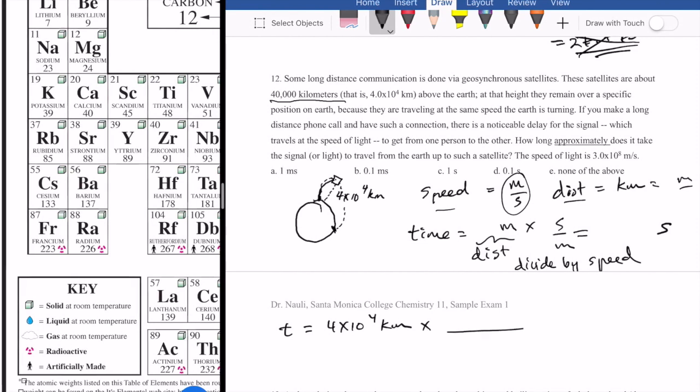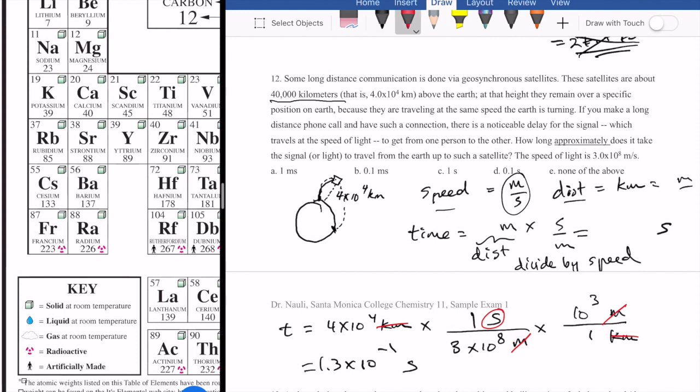So in this case, the speed is 3 times 10 to the 8 meter per second. So every 1 second goes by that distance. Now again, we're not going to be able to cancel these units out, except if we could do a quick conversion here. So meter and kilometer conversion, 1,000. So when you do that, then you can see that this cancels, that cancels. So your final unit is just seconds, which is exactly what you're looking for. You get 1.3 times 10 to the minus 1 second. And so the closest answer in the selection for that is 0.1 second.